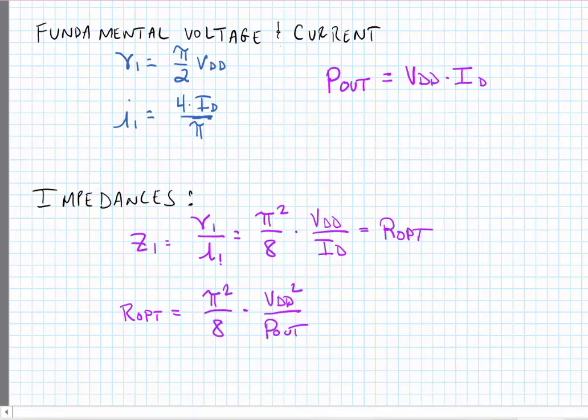Now we note that in the case of the inverse class F, we want to square the current waveform and rectify the voltage waveform. And this means that at odd harmonics, we want a short circuit, and at even harmonics, we want an open circuit. This means at Z of 2n plus 1, we want a short or zero impedance, and at Z of 2n, we want infinite impedance or an open circuit.